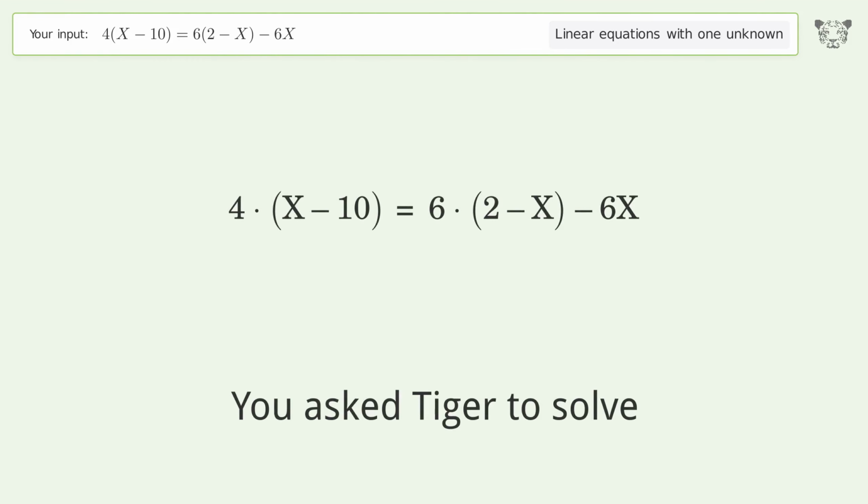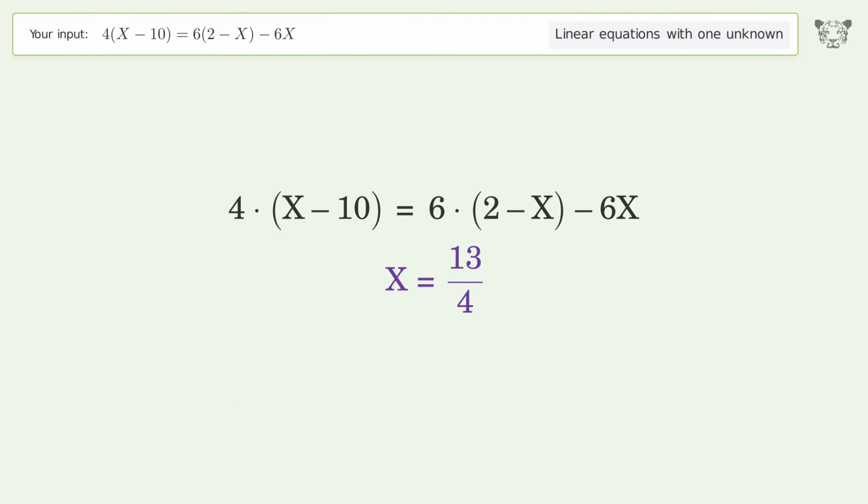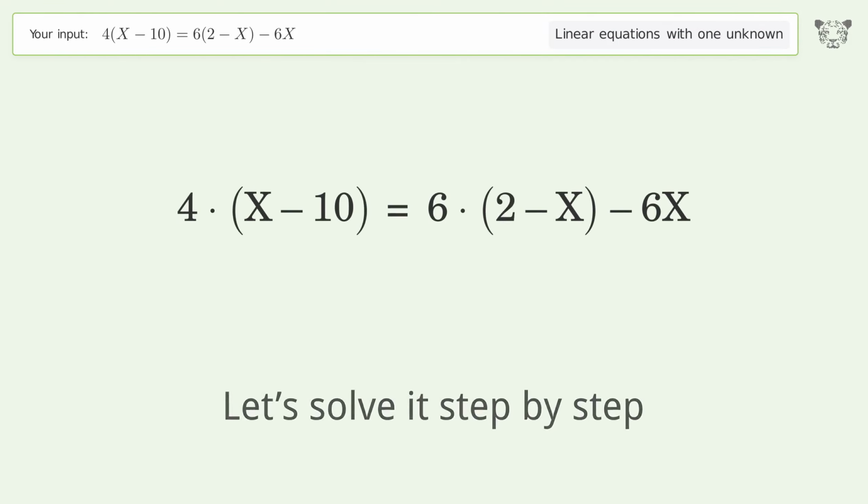You ask Tiger to solve. This deals with linear equations with one unknown. The final result is x equals 13/4. Let's solve it step by step.